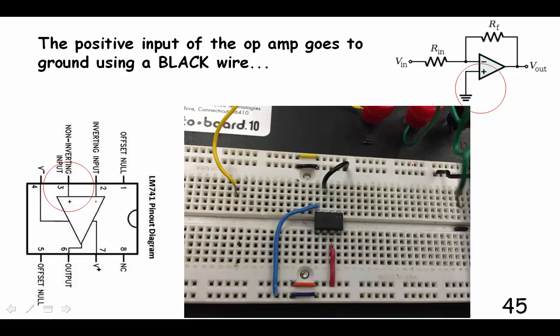Okay, so now I'm going to connect pin 3 according to this diagram. The positive pin should go to ground. So there's the positive pin, which is pin 3. I've connected that to my ground rail there with a black wire. I'm using black wire so I don't get confused with my signal path.